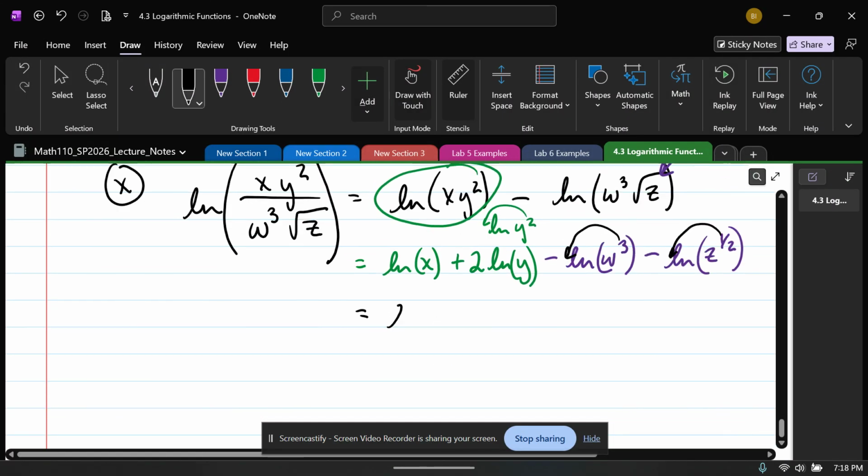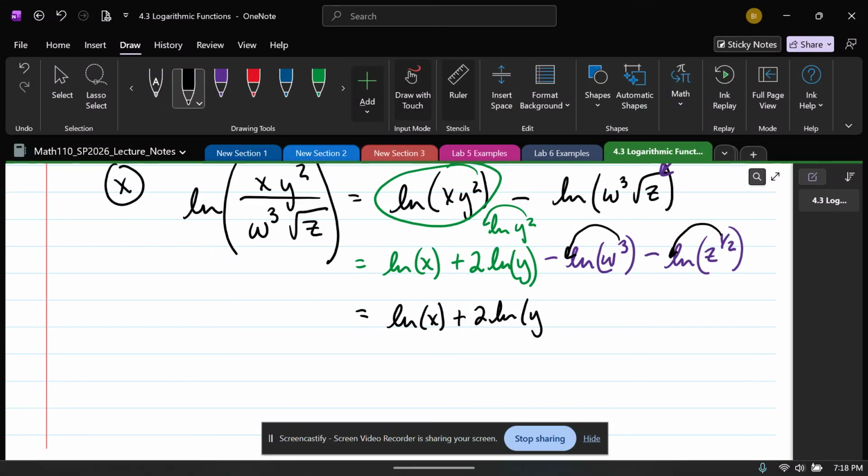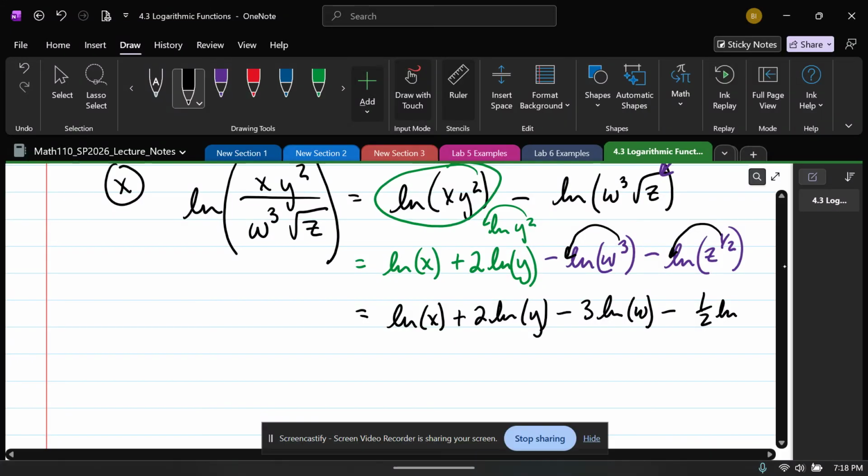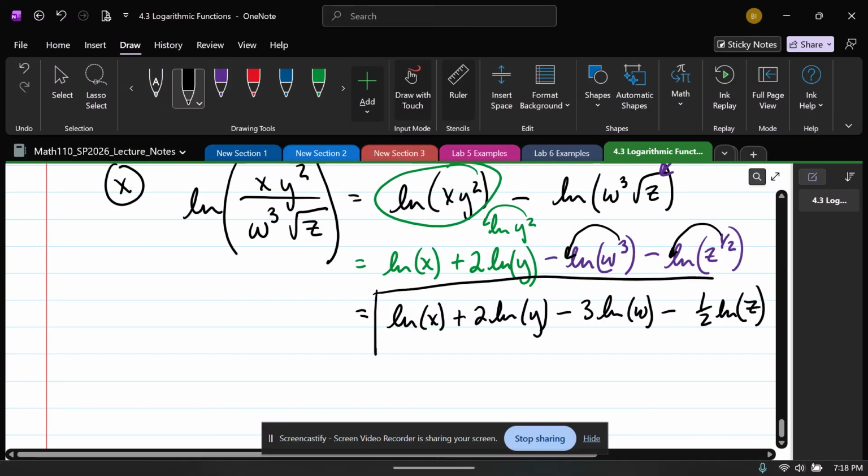So my final answer, I've got natural log of x plus 2 natural log of y minus 3 natural log of w minus 1/2 natural log of z. And we've expanded that as far as it goes.